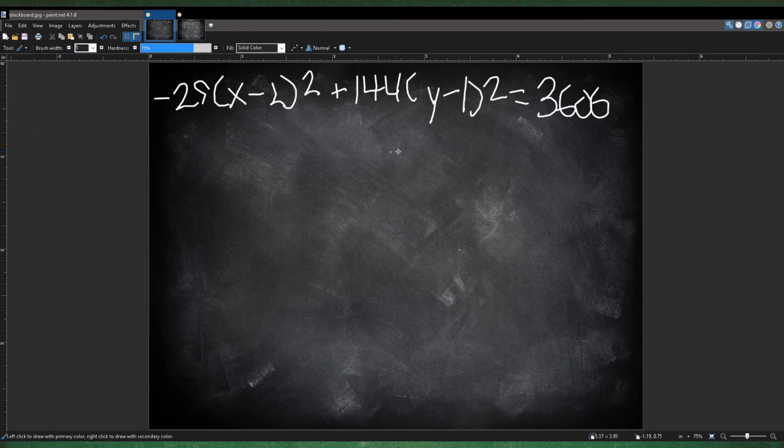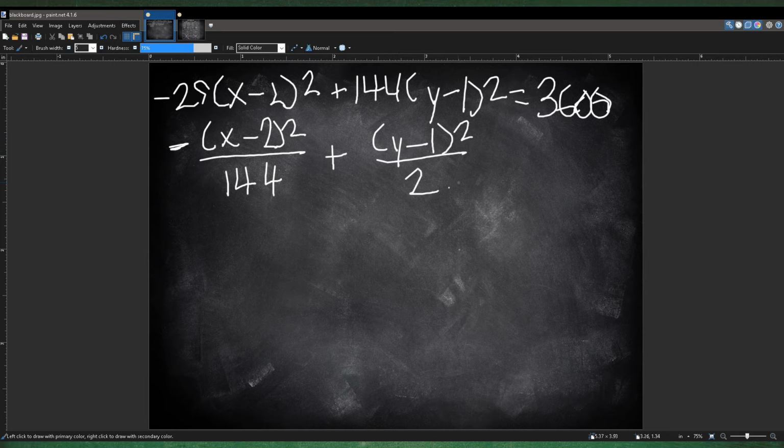And now divide by 3,600. So negative 25 divided by 3,600, and you get 144. So you get negative (x minus 2) squared divided by 144, and 144 divided by 3,600, you get 1 over 25. So you get (y minus 1) squared all over 25 is equal to 1.